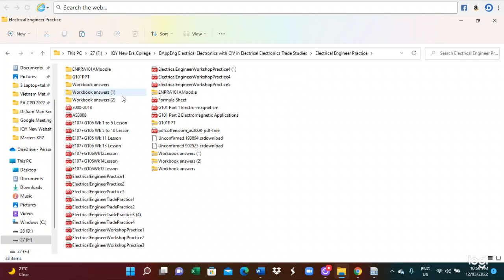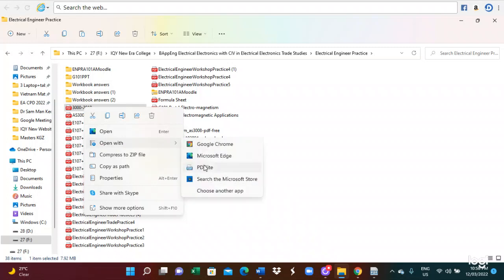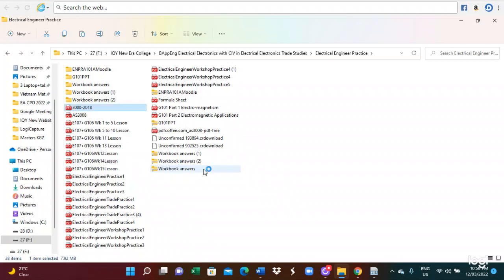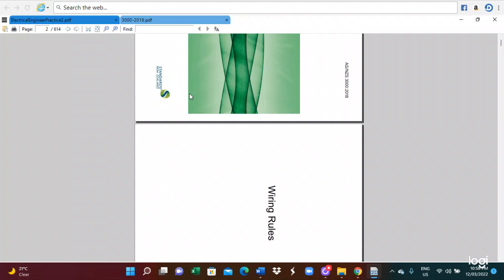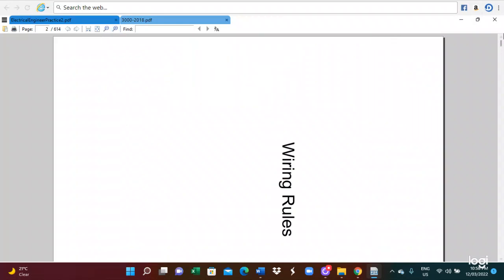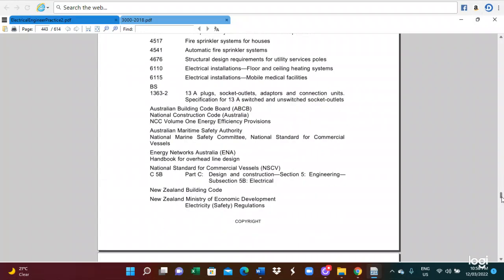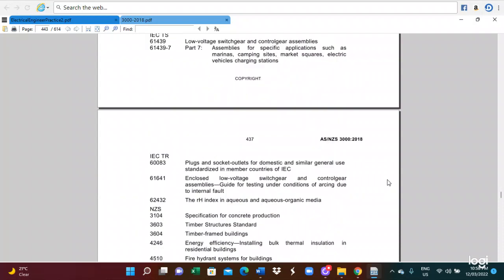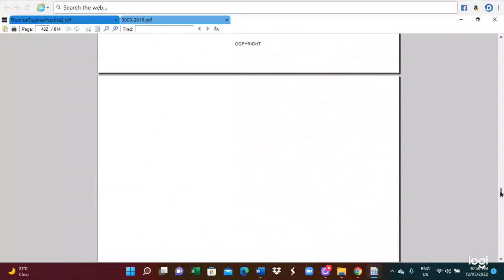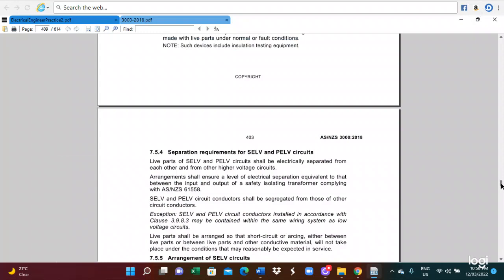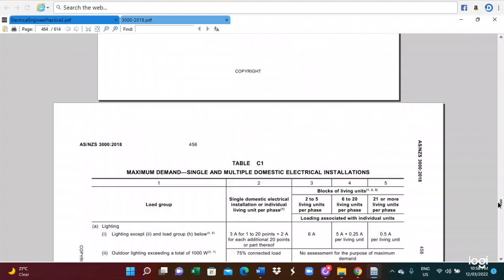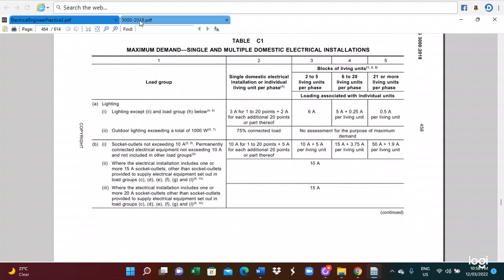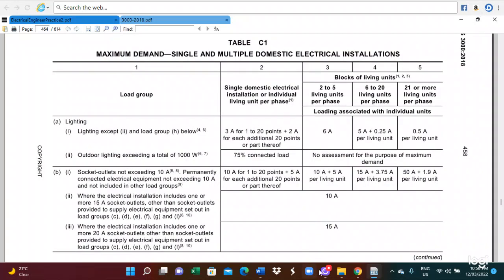So this is the AS3000 rule. AS3000 tables C1, C2, C3 have to be utilized. Then we refer to the AS3000 rule and solve this problem. Okay, this problem, we solved this problem.